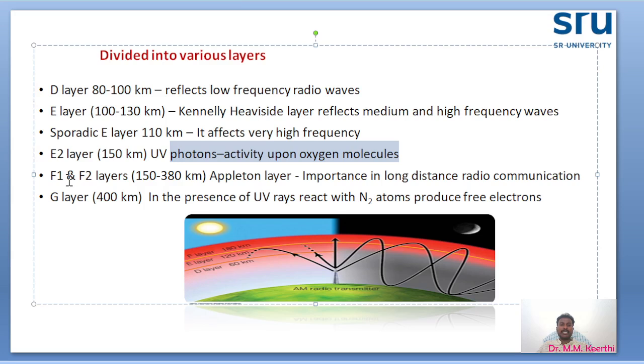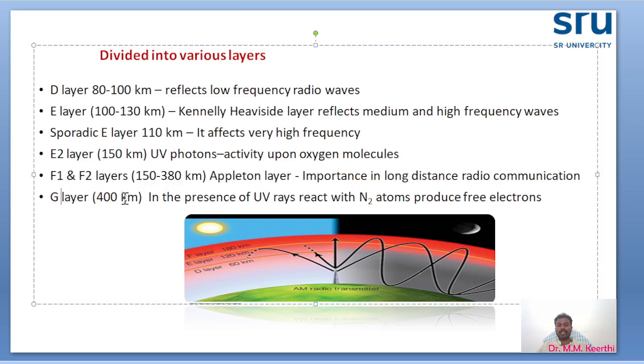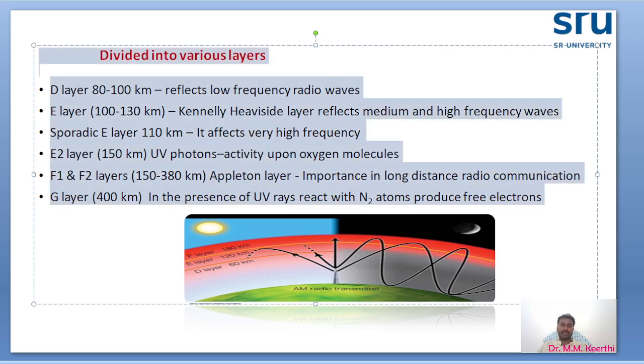And the fifth layer is the F1, F2 layer, around 150 to 380 kilometers. This appleton layer is important for long distance radio communication. And the last layer is the G layer, around 400 kilometers. In the presence of UV rays, it reacts with the N2 atoms to produce free electrons.